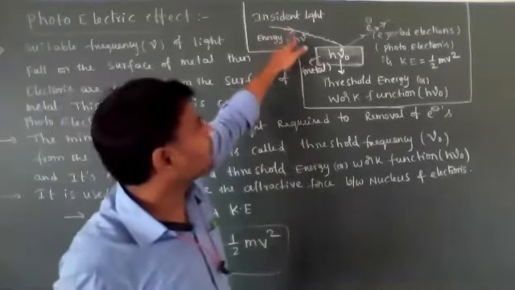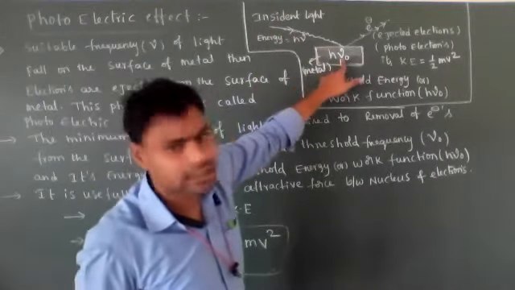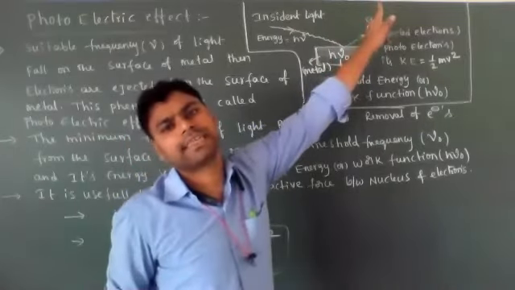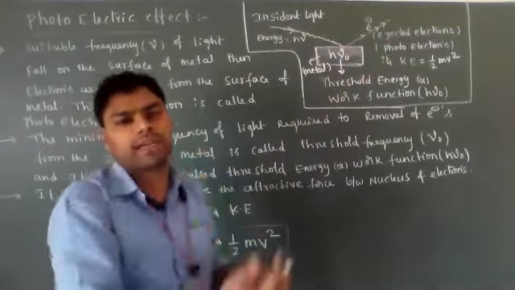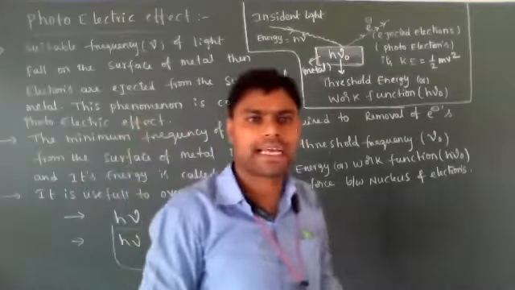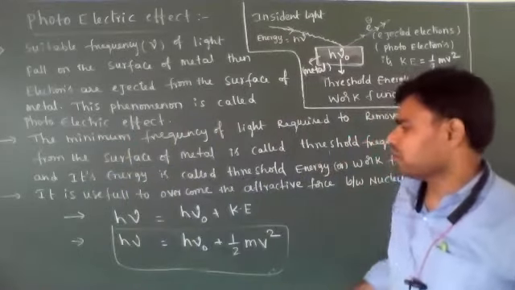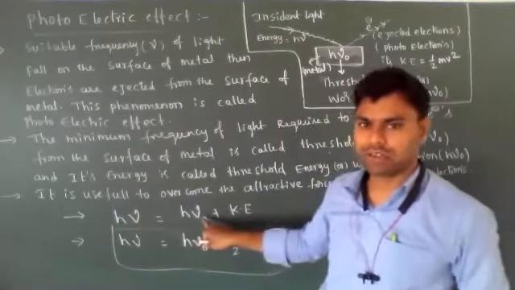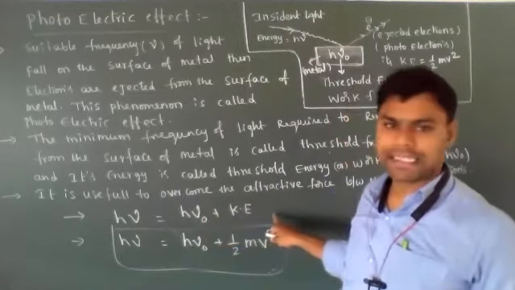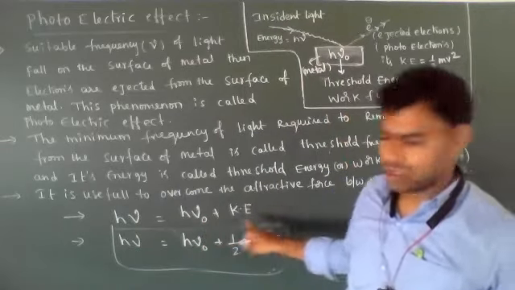When the incident light energy is more than the threshold energy, what happens? The excess energy is utilized to remove the electron. That concept is known as the photoelectric effect. Therefore, incident light energy is equal to the threshold energy plus kinetic energy.